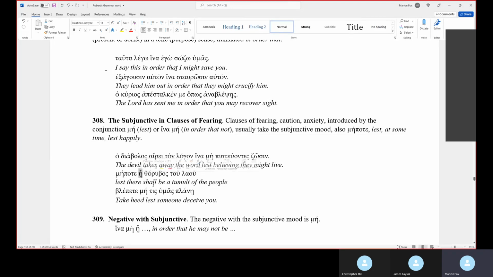They take their objects in the nominative case, and they do it in English as well. So a being verb takes its object in the nominative case, a predicate nominative, or it could take a predicate adjective. It could be either way, but usually it's a predicate nominative. A predicate nominative is a noun in the nominative case that's functioning like the subject, or renaming the subject. And so right here the tumult is the predicate nominative: lest there be a tumult of the people.